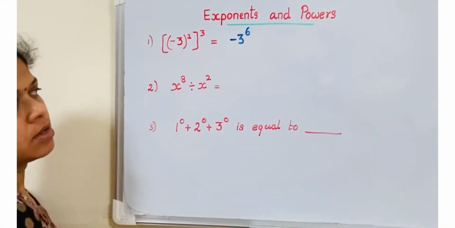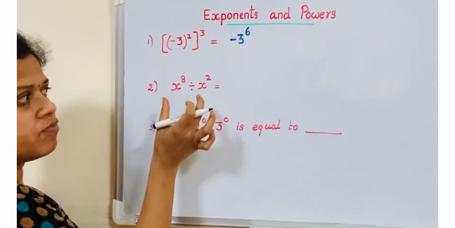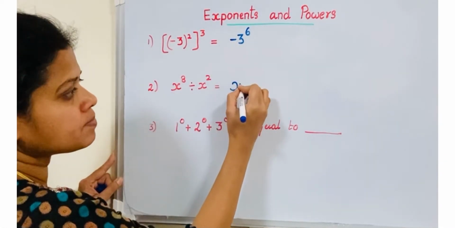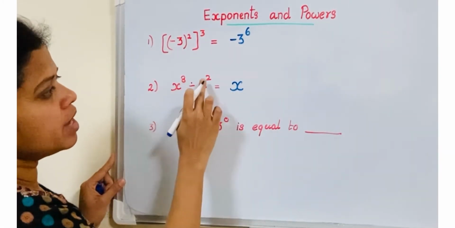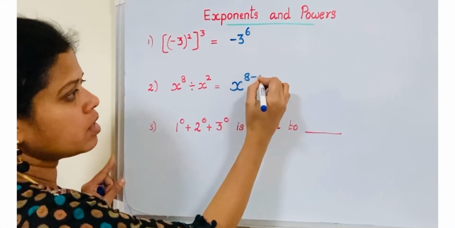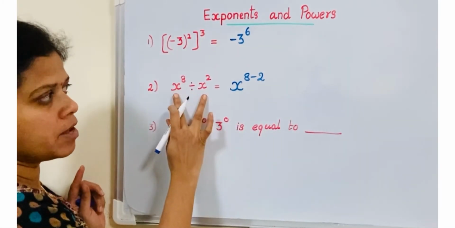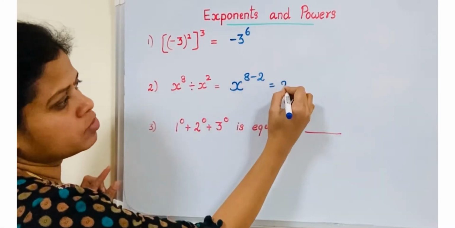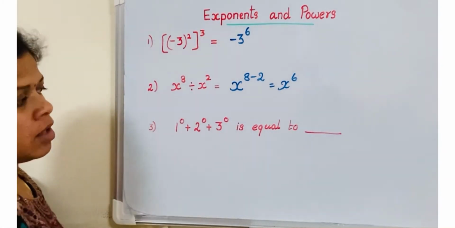Here the next, division. In division, if the base is the same, then take the common base and subtract the exponents. So the exponents are 8 and 2. Just subtract the exponents. This is the division law. In division, if the base is the same, take the common base and subtract the exponents. So it is x power 6. It's the answer.